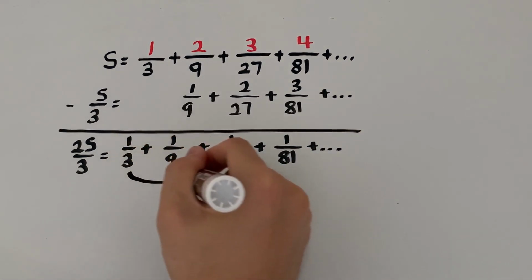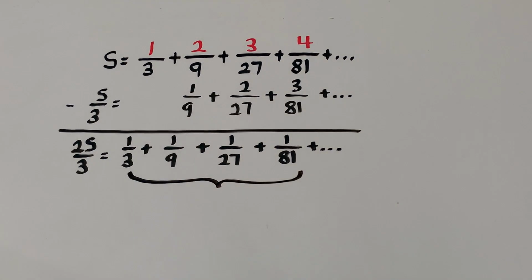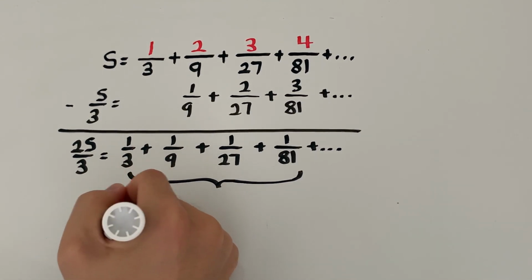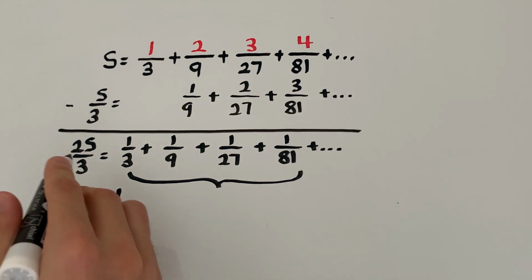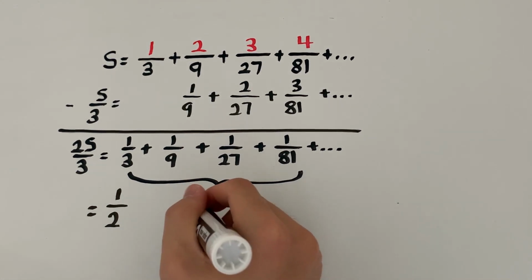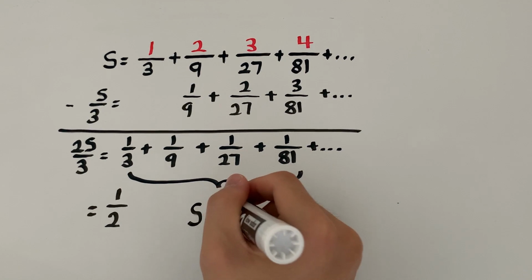This is good news for us. This is just an infinite geometric series with first term 1 over 3 and common ratio 1 over 3. So this sum ends up being 1 over 2, which means 2S over 3 equals 1 over 2. So multiplying both sides by 3 over 2 to get S on its own gives S equals 3 over 4.